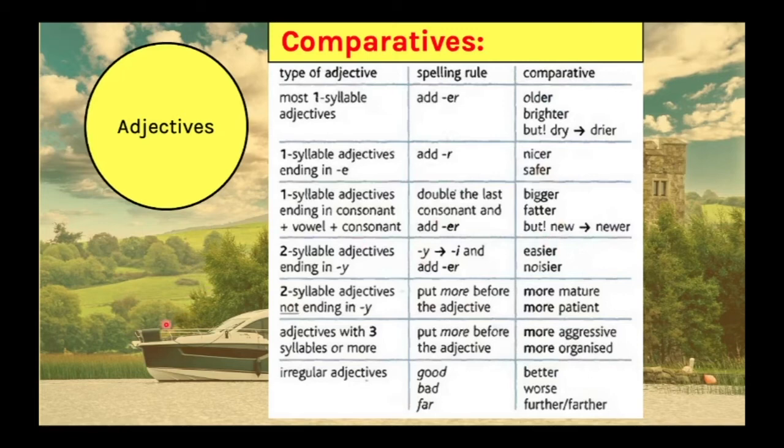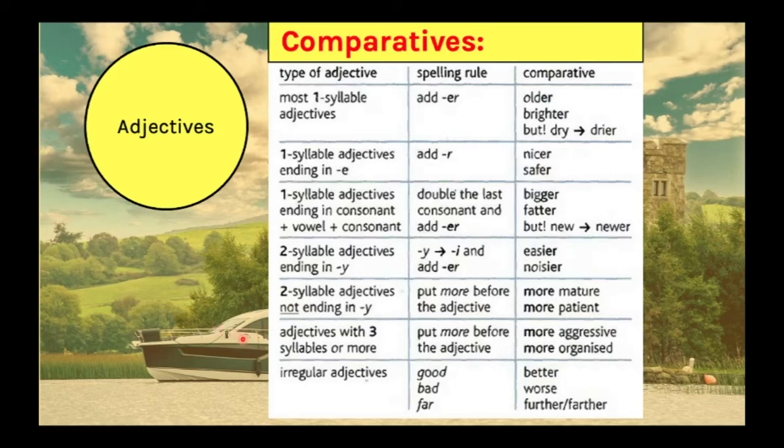Let's see the next rule. Two-syllable adjectives not ending in Y. What do we do? We use more. For example, mature. Mature is an adjective that has two syllables. And patient. Patient has two syllables, so the comparative of mature is more mature, and the comparative of patient is more patient.